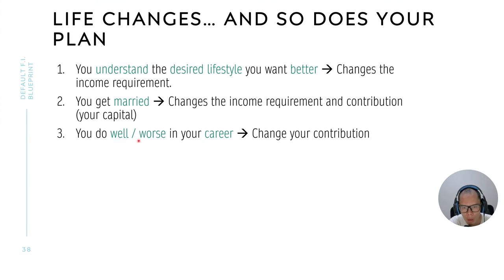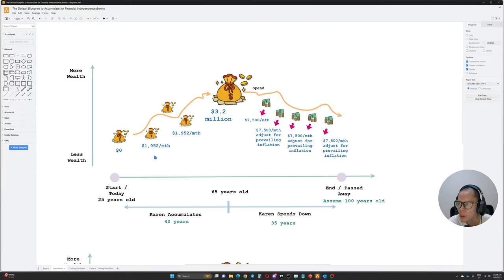And also you can do well or worse in your career, and this changes your contribution. So while she might earn maybe about 50,000 or 55,000 a year at the start, at a certain point, if she manages to step up fast and earns, let's say, 120,000 a year, some of this contribution changes over time. But of course, we could also say that at a certain point there's a certain inheritance that comes into the picture, and some parts of that windfall can fund that 3.2 million. So all these things would adjust accordingly.